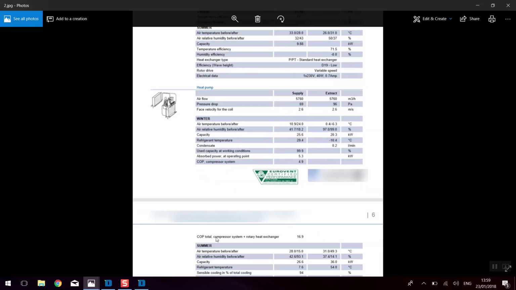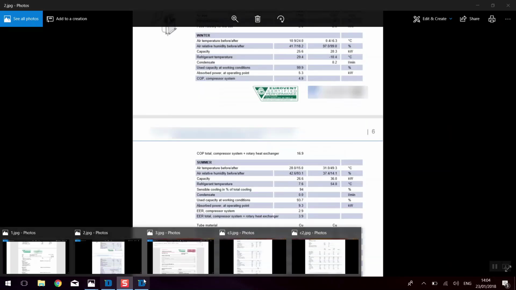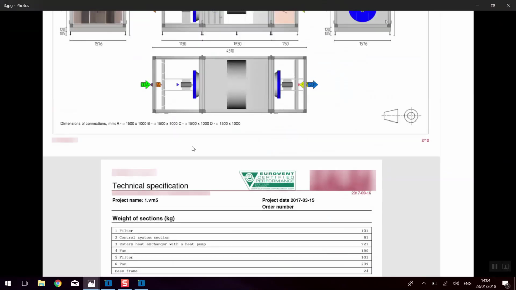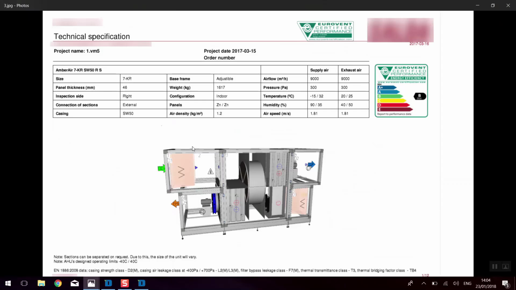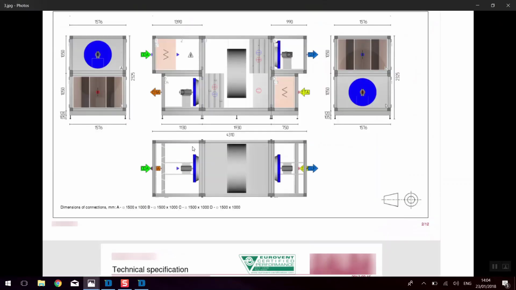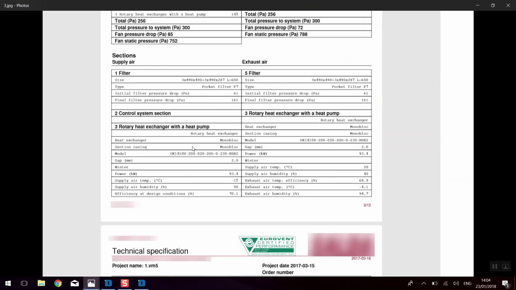Then we go again for COP total, compressor system plus rotary heat exchanger. Again, this number here, 16.9, in our opinion, does not include the energy consumption. The next manufacturer. So again, very nice and good design, good schemes. We go directly to the rotary heat exchanger.